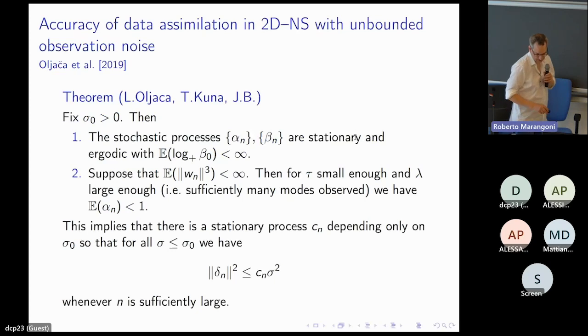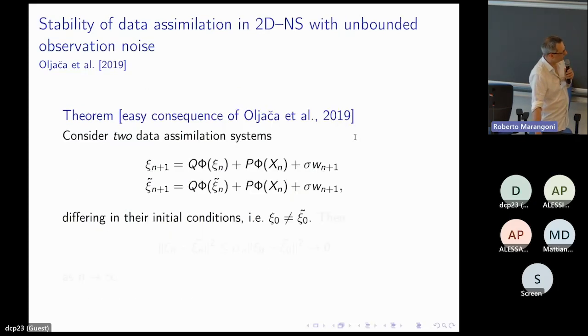And this implies that there is a stationary process which depends only on sigma 0. So sigma 0 is a bound that you set, and then for all strengths of the noise smaller than sigma 0, you have this relationship here. So asymptotically, the error is bounded by, broadly speaking, something that scales with the strength of the observational noise. Right, and I believe you can't expect too much more in this context. And this is actually my last slide.